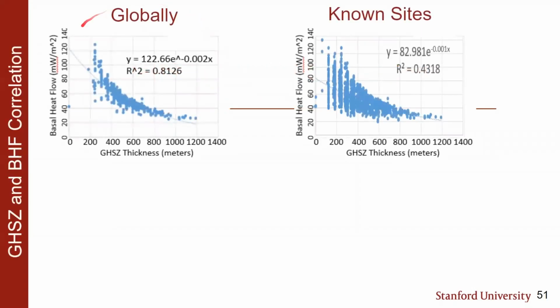Here you can see the global results. So these blue points are the gas hydrate stability zone thickness for each of the models, about 600 models here and 1,500 models here, plotted against basal heat flow. Why does this correlation matter?